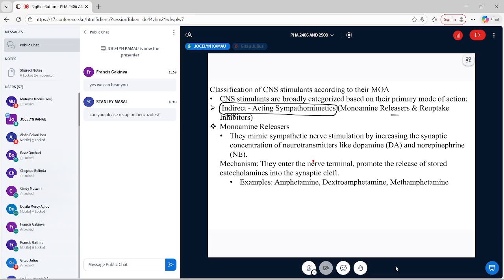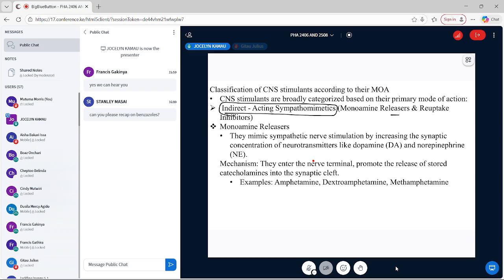So we are still on the indirect. That was the first one, the monoamine releasers. The second one is the monoamine reuptake inhibitors. These ones will inhibit the transporter, because for them to be metabolized, they must be taken up. Mechanism: reuptake inhibition.